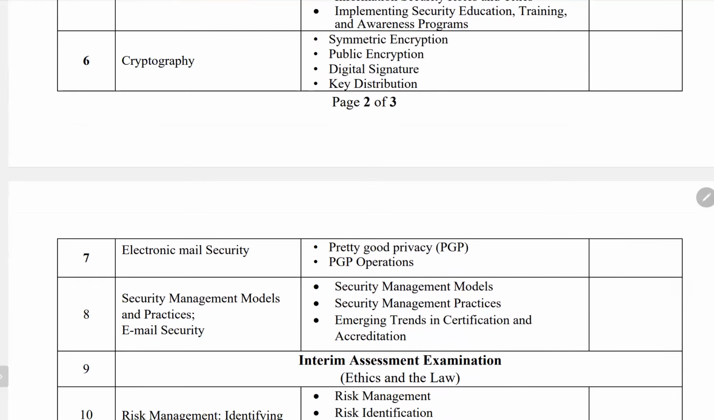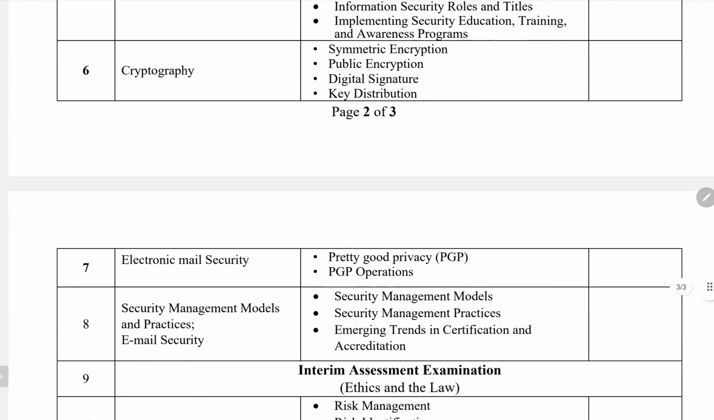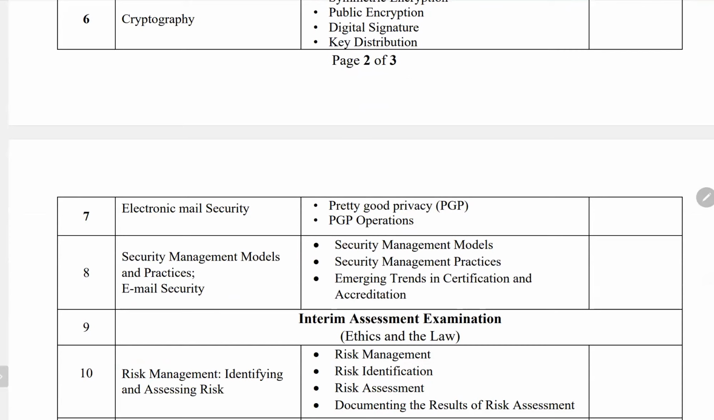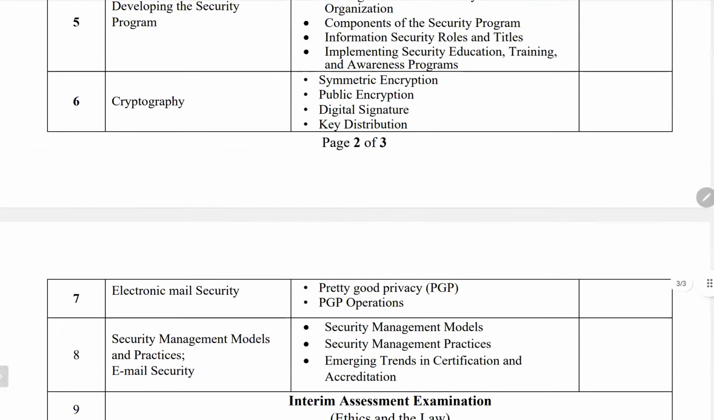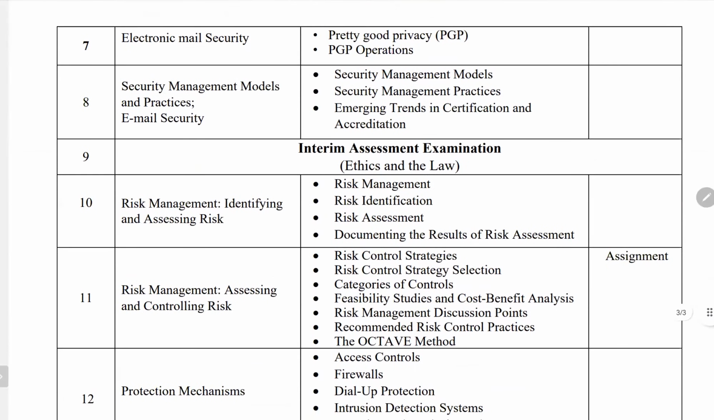So we look at symmetrical encryption, public encryption, digital signature, key distribution, and then PGP. Here I'll show you some software that you can use to actually encrypt using the asymmetrical cryptography technique, which I will do when we get there. Then we have the security management models and practices.